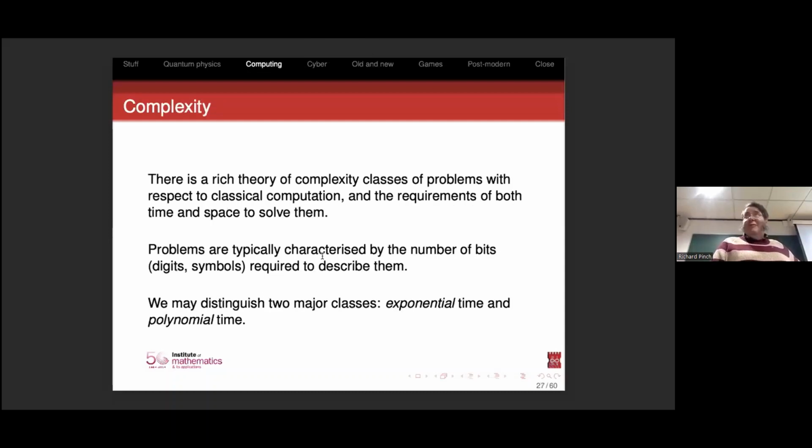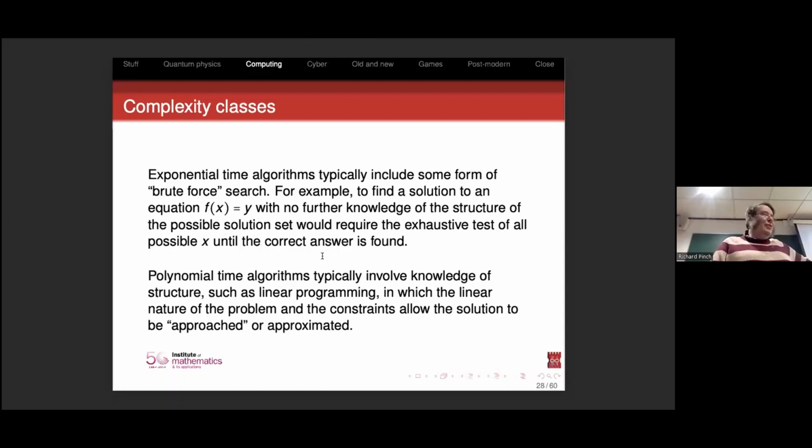I don't have time, unfortunately, to go into either the classical or the quantum theories of complexity, but there's a very rich theory of complexity classes. I'll mention two classes of problem, exponential time and polynomial time. Just think of exponential as being hard and polynomial as not so hard. I won't go quite so far as to say easy. Exponential time algorithms typically look like brute force search. For example, if I have an equation, f of x equals y, and I want to solve it for x, and I don't know anything at all about the equation, all I can do is brute force search through all possible values of x.